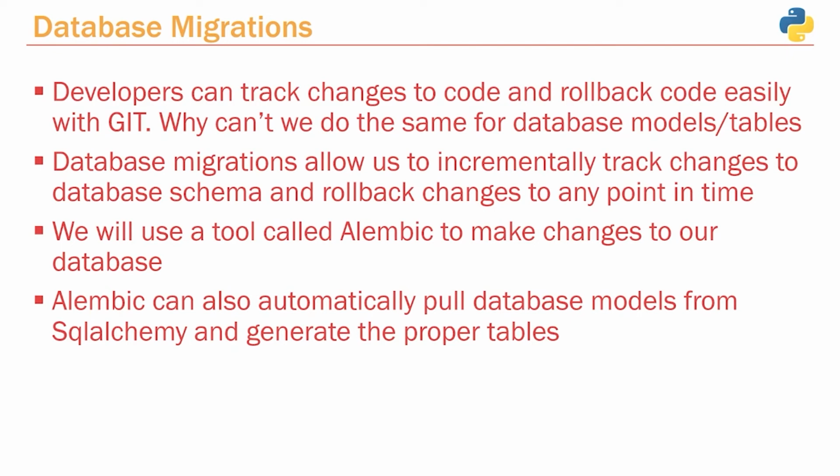And so as we go through our project, we keep adding new tables and new features. A database migration tool is going to allow us to track those changes. And so if we ever want to go back to a specific point in time so that we can troubleshoot code at that point in time, it's so easy. It's just one simple command and it's going to automatically update our database so that the schema matches what it was at that specific point in time. And so that tool that we're going to use, like I mentioned, is going to be Alembic. And what's great about Alembic is that it can also automatically pull all of our SQLAlchemy models and generate the proper tables based off of them.